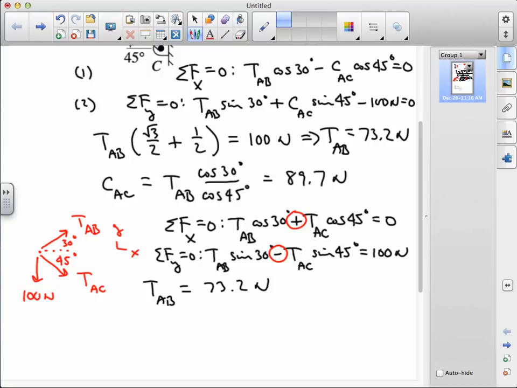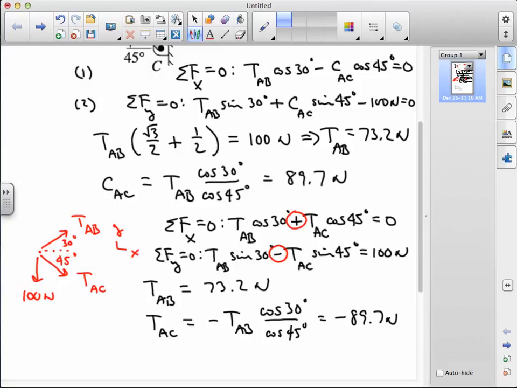Now, if I back substitute this into the first equation, TAC is equal to minus TAB times the ratio of these cosines, gives me the same numerical value, it's just negative. But a negative tension is a compression. So there is no difference between reporting a tension of minus 89.7 newtons and reporting a positive compression of plus 89.7 newtons. There is no difference between these results.